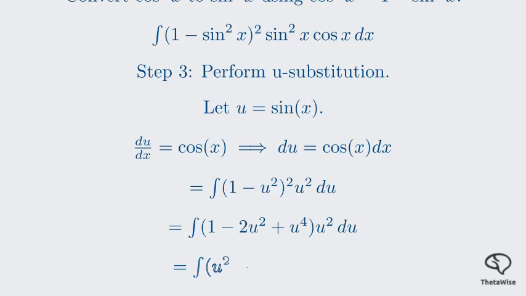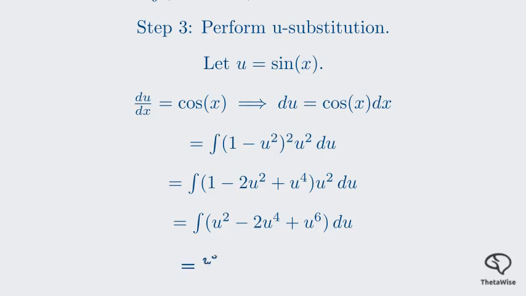Expanding 1 minus u squared, squared, gives us 1 minus 2u squared plus u to the fourth. Multiplying by u squared, we get u squared minus 2u to the fourth plus u to the sixth. This is a straightforward polynomial to integrate. Integrating term by term, we get u cubed over 3 minus 2u to the fifth over 5 plus u to the seventh over 7 plus c.